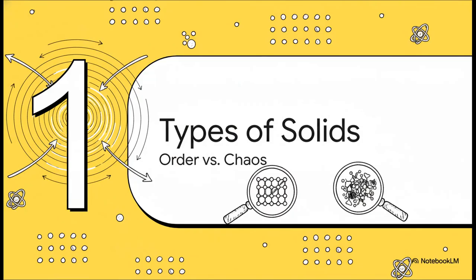Well, the answer is hidden deep inside, in their internal structure. To solve this puzzle, we need to zoom in. I mean, way, way in. And the first thing you see when you zoom in is that solid isn't just one thing. Solids are actually divided into two very, very different camps.